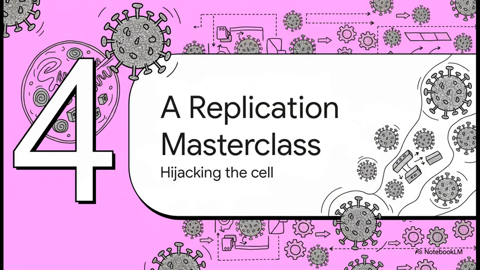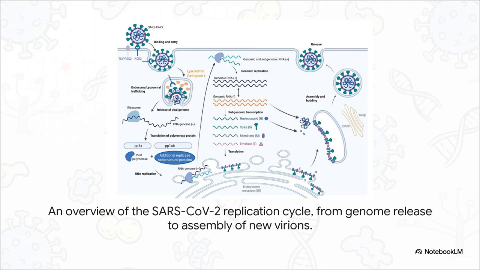Once it's inside, the viral genome doesn't waste a second. It executes its master plan, hijacking the cell's own machinery to turn it into a dedicated factory for producing thousands and thousands of new viral copies. This slide lays out the entire factory floor plan, so let's walk through it.